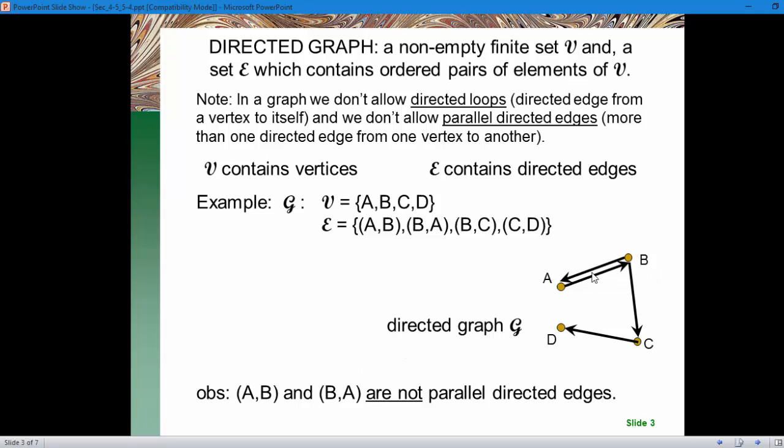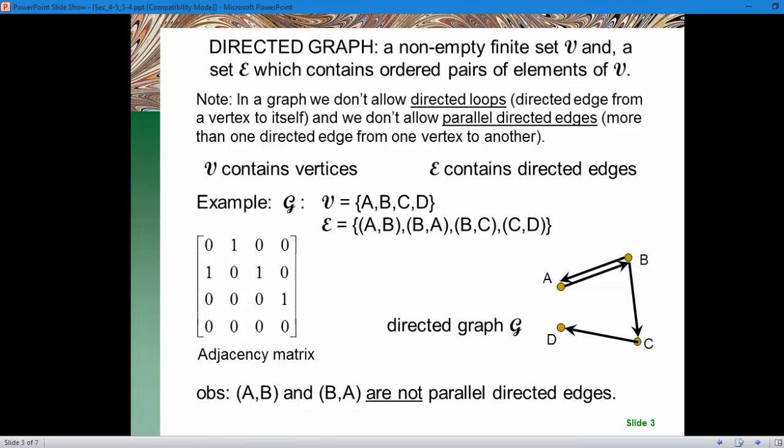Another observation is that these two are not considered to be parallel directed edges. Parallel edges would be two edges going from the same starting point to the same end point.